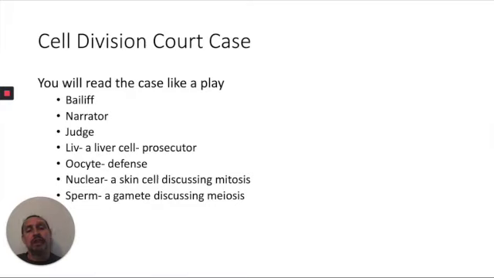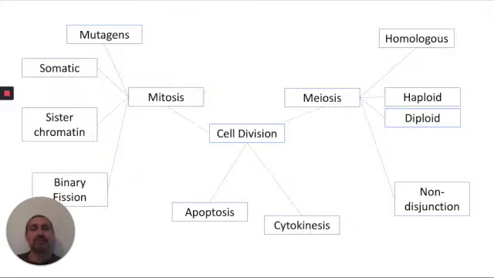The defendant is an oocyte, that's the person that's on trial. A nuclear is going to be a skin cell that's going to discuss mitosis specifically. And then a sperm cell is going to discuss meiosis because sperm cells and egg cells, gametes, undergo meiosis, whereas skin cells, body cells, liver cells undergo mitosis.